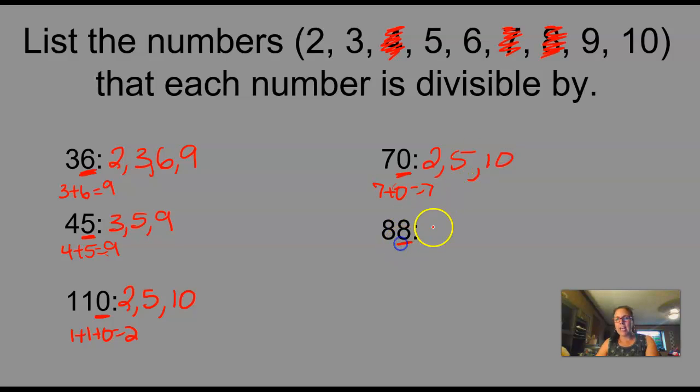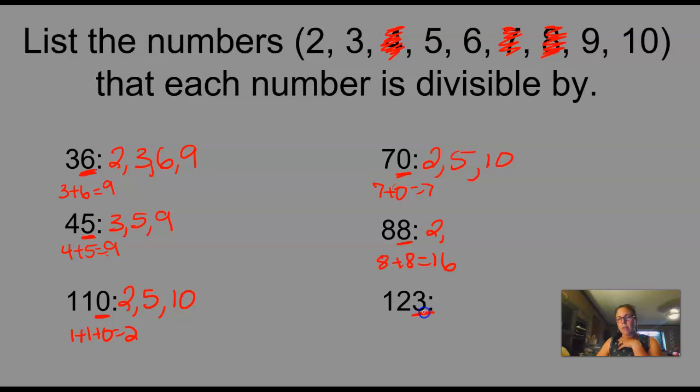Okay, what about 88? Yes, it's even. Well, what's 8 plus 8? It's 16. Okay, will 3 go into 16? 3, 6, 9, 12, 15, 18. No, it will not. Okay, what about 5? Nope. What about 6? No, because 3 didn't go into it. What about 9? 9 doesn't go into 16 either. 9 times 2 is 18. Then what about 10? No, so it'd just be 2.